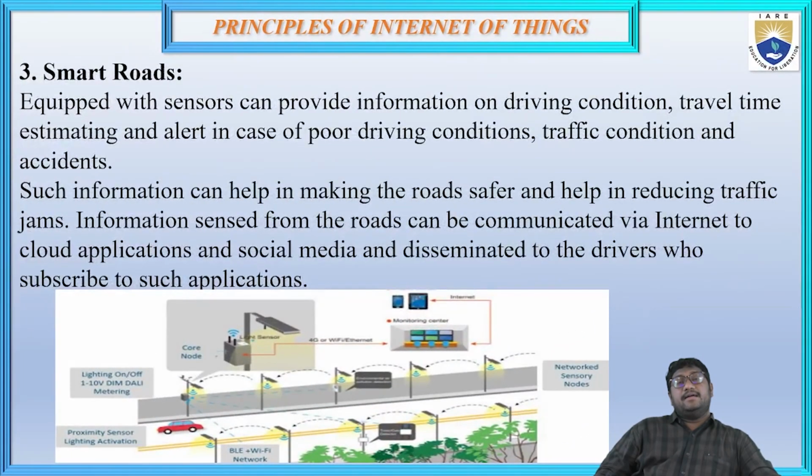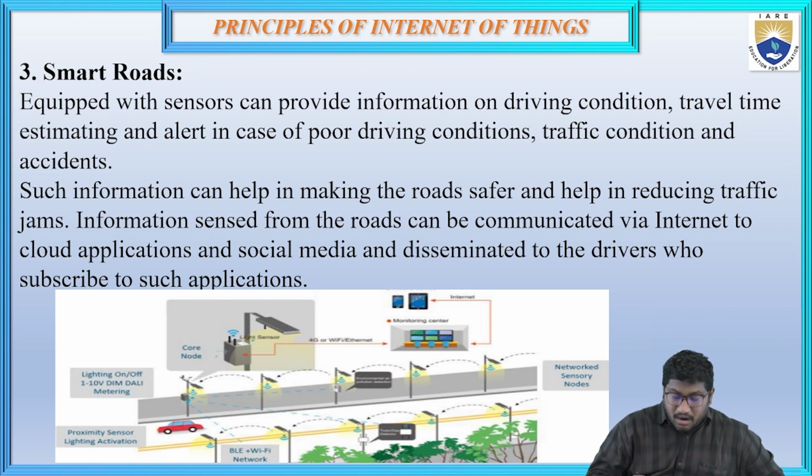And see, the third factor, which is smart roads. Smart roads are part of the smart city. Why are smart roads required in a smart city? Because we need to know how many vehicles are passing, whether the vehicles are maintaining a constant speed, and whether any accidents are happening, a live monitoring system.